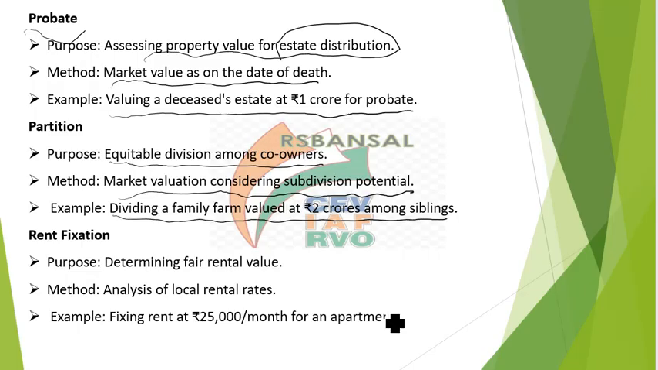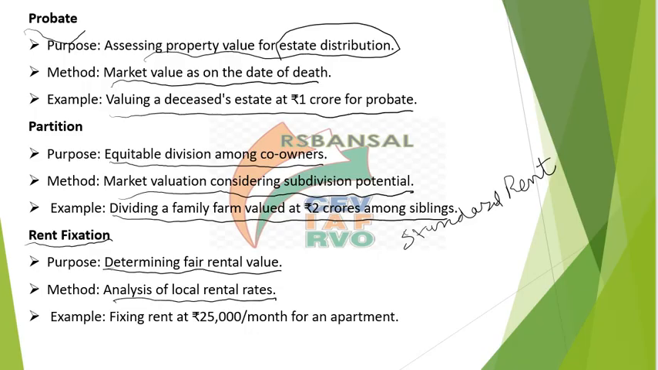Then you may have to do rent fixation. Generally it is called standard rent. Standard rent is a rent which is as per law. Every state has a procedure for standard rent, which is given in the Rent Control Act of the state. Here your purpose is determining the fair rental value of the property. The method is analysis of local rental rates. For example, fixing rent at rupees 225,000 per month for an apartment.